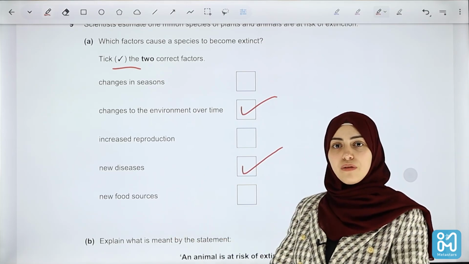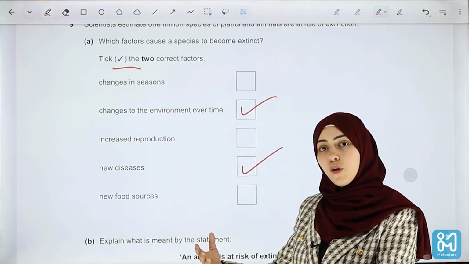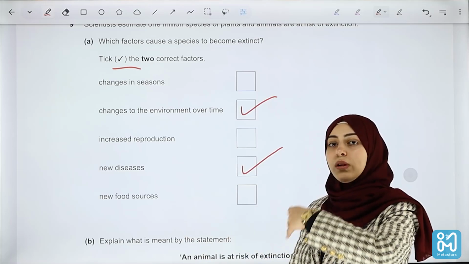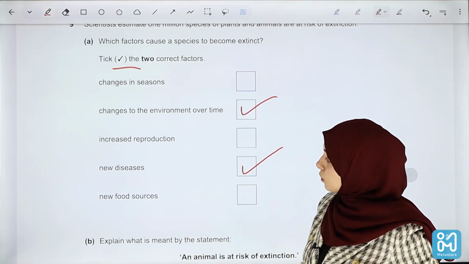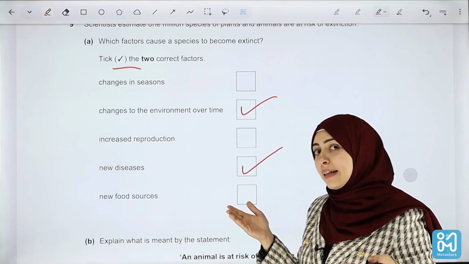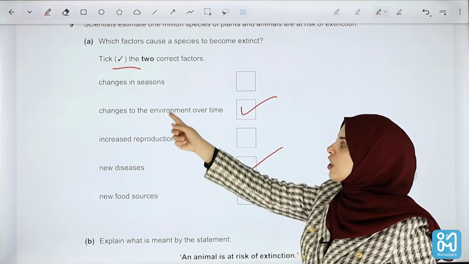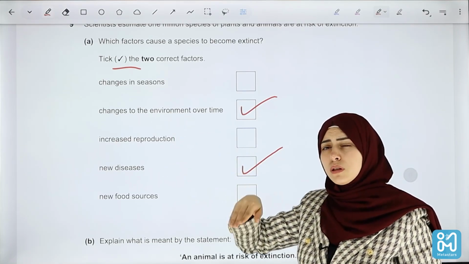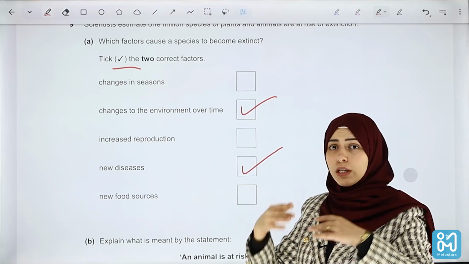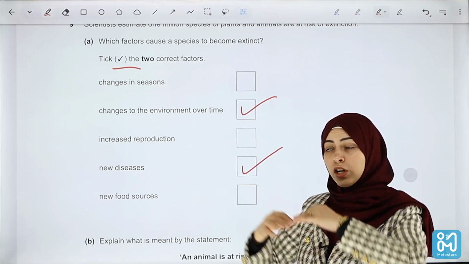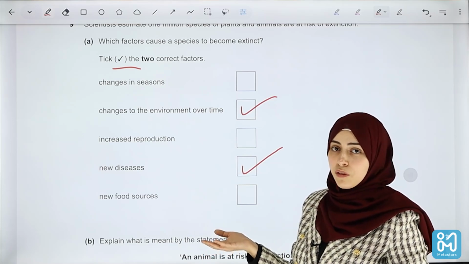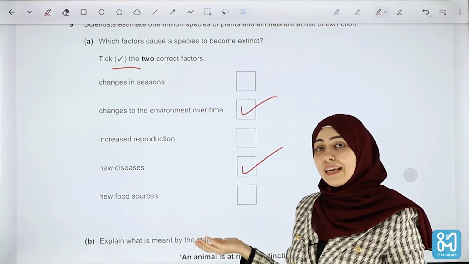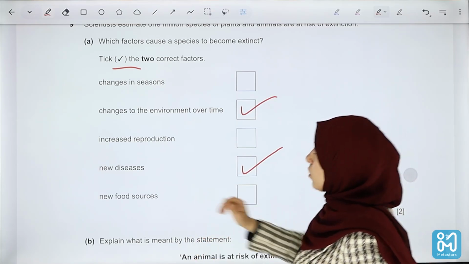For sure no. If they eat more, they will grow more, they will be able to survive, they will be able to breed in the future and to produce more offspring. So new diseases that may kill these organisms or change to the environment over time, because they won't be able to adapt to the new environmental change, to the new conditions. So that's why they won't be able to survive, they will die, and they may go extinct in the future. Okay.